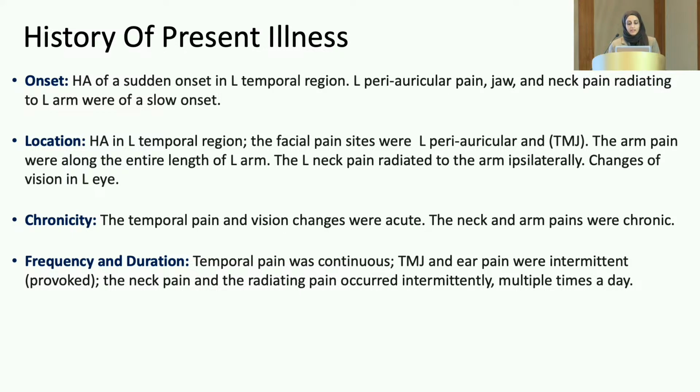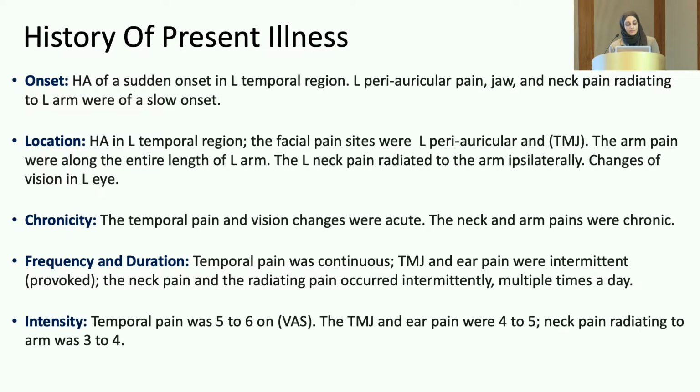Regarding the frequency and duration, the temporal pain was continuous, unrelenting. The TMJ and ear pain were intermittent and provoked with function by chewing. The neck pain and the radiating pain occurred intermittently and multiple times a day. Regarding the intensity of the temporal headache, it was 5 out of 10 on the visual analog scale. The TMJ and ear pain were moderate. The neck pain was mild, and it radiates also to the ipsilateral arm.